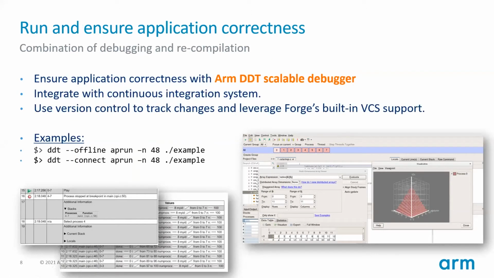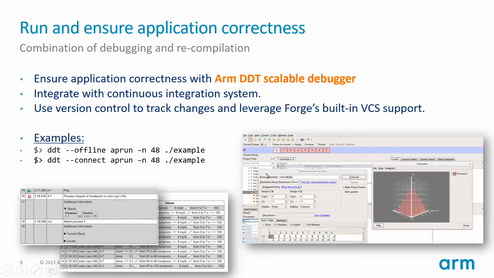So Forge consists of both DDT and MAP, where DDT is the debugger. There are two ways that you can run it. You can run it interactively with the GUI, which you see on the right here. Depending on the number of MPI ranks, if it's a small number, you can easily switch your focus between the ranks just by clicking on the boxes. What you see here, we have 8 MPI ranks going from 0 to 7, and they're all in the paused state because they're all red. If they were green, that would mean they're all running.